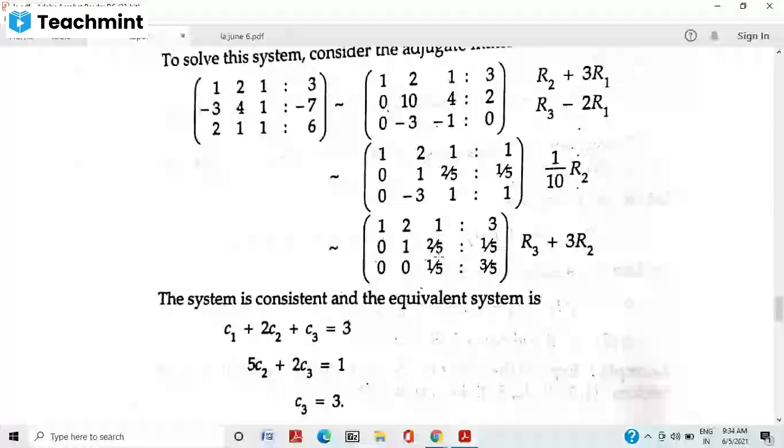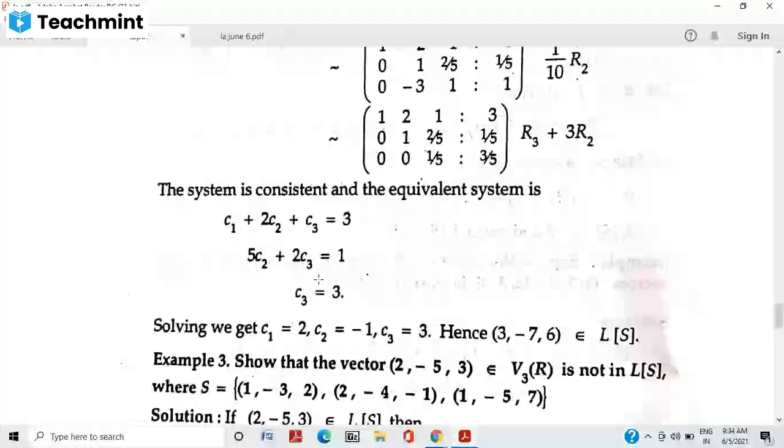C2 plus 2 by 5 C3 equal to 2 by 5. We can multiply with 5. Then we get 5C2 plus 2C3 equal to 1. Next we get C3 by 5 equal to 3 by 5. 5, 5 when we cancel, C3 equal to 3. Now C3 we got, we can substitute in here. Then we get C2 equal to minus 1. Again substitute in the first equation, we get C1 also as 2. Then we get all the values.